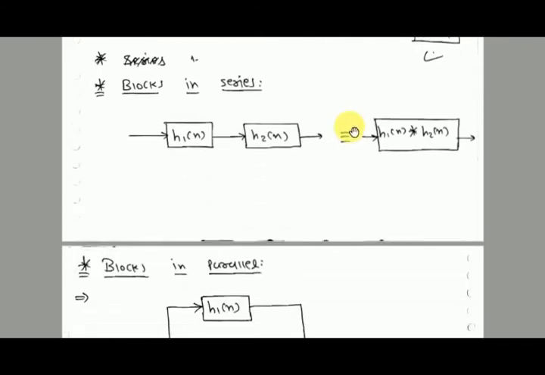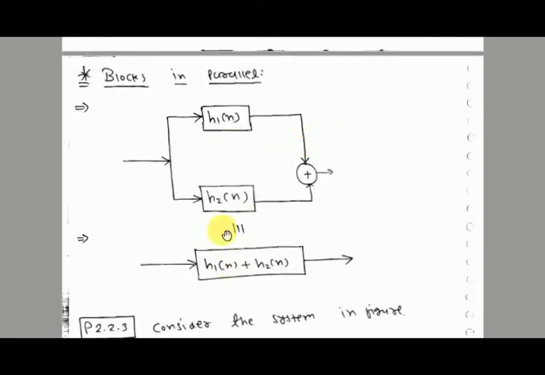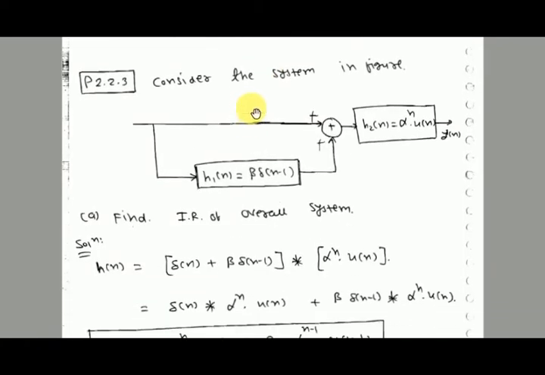The next property is, if two systems are in series, h1 of n and h2 of n, the equivalent block will be h1 of n convolved with h2 of n. If two blocks are in parallel, the impulse responses will be added. So the next problem is based on the series and parallel combination of systems. This you can do on your own.